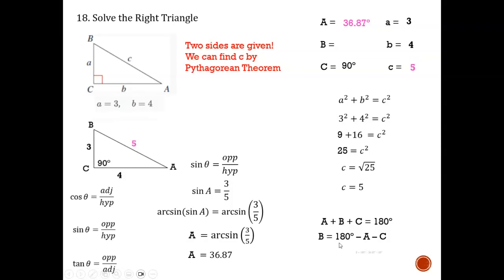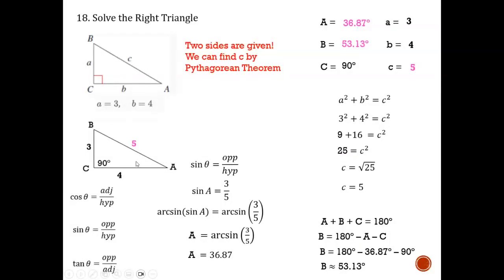So I'm missing the B. If I do 180 minus the A value minus the C value, it gives me the B value. So what do I get? I get 53.13 degrees for this one when I round, because remember this value right here we rounded.